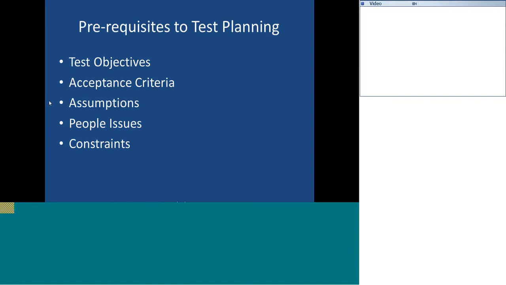If somebody's attitude is not right, then as a team lead or a team manager, we should be addressing that, and we should provide them a proper way of communication. So all these things we cover as part of people issues. So if you are clear about the prerequisites, we'll move on to the next section of test planning.